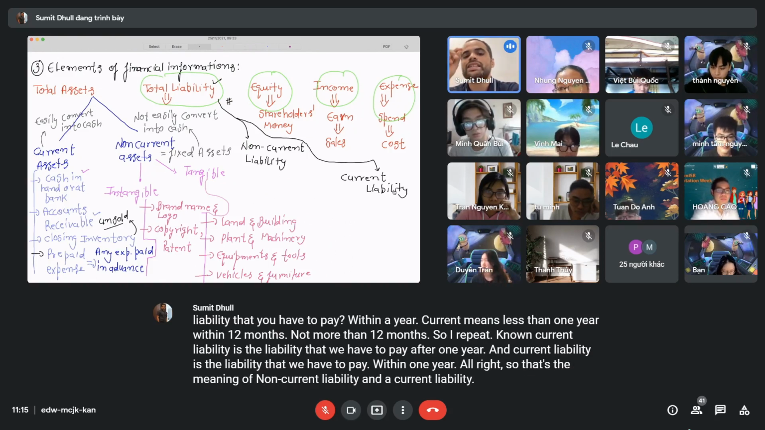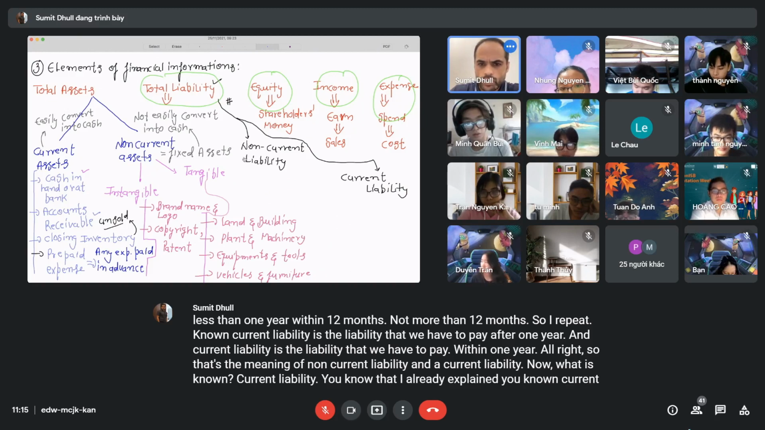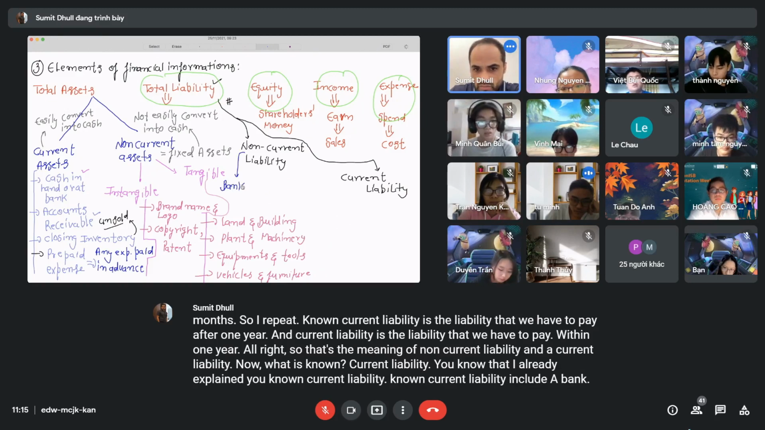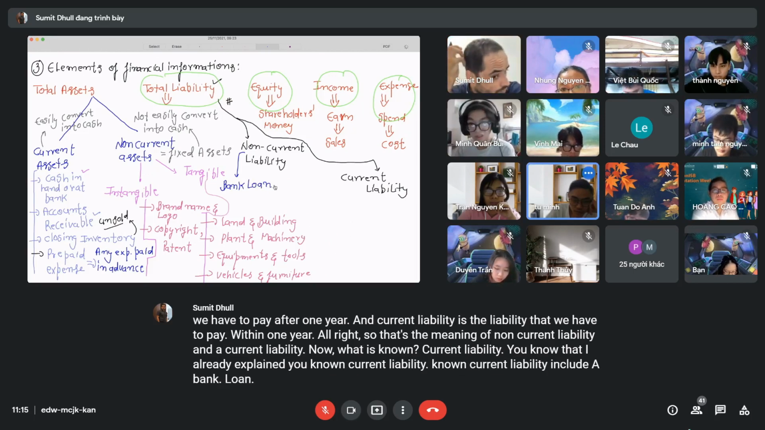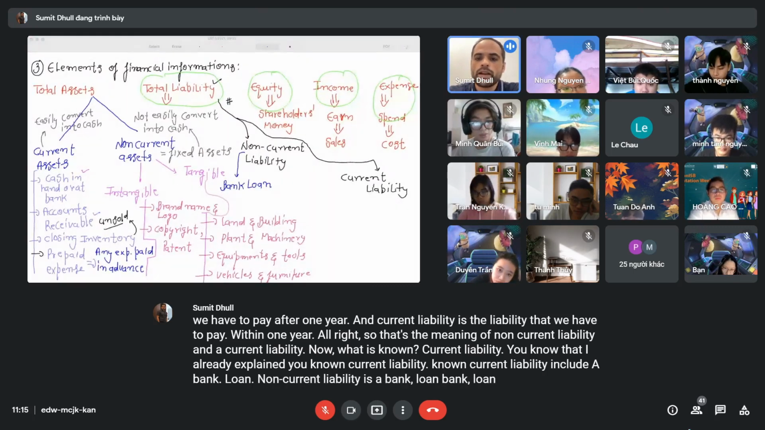Now, what is non-current liability? You know that I already explained non-current liability. Non-current liability includes a bank loan. Bank loan means borrowing money from a bank.